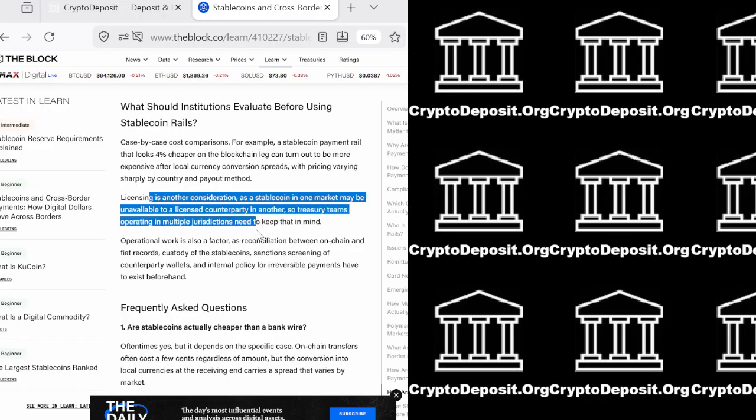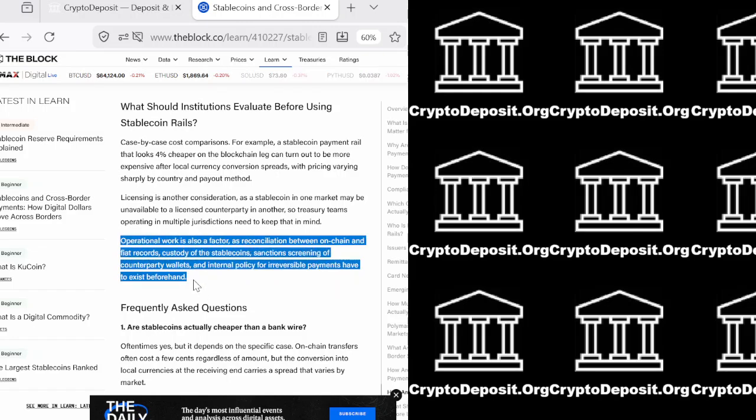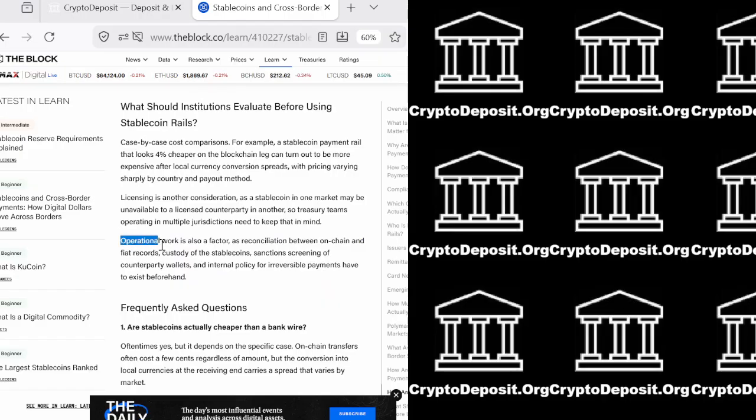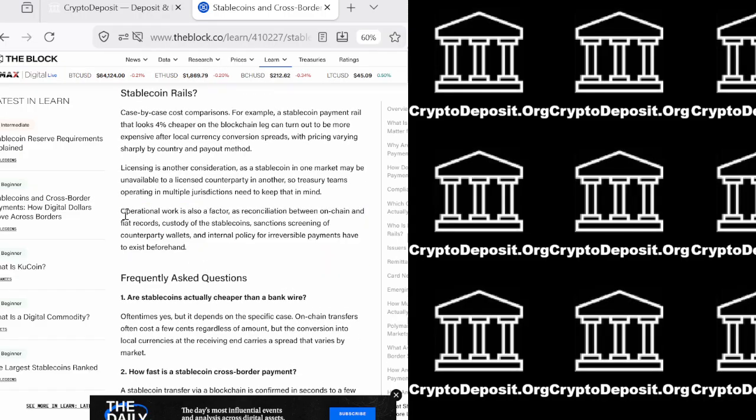So treasury teams operating in multiple jurisdictions need to keep that in mind. And operational work is also a factor, as reconciliation between on-chain and fiat records, custody of the stablecoins, sanction screening of counterparty wallets, and internal policy for irreversible payments have to exist beforehand. So that is quite a lot of compliance. This is really a key factor for companies and organizations. This is probably the key point in this article we can address again.